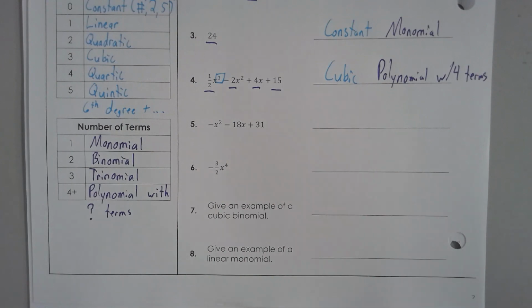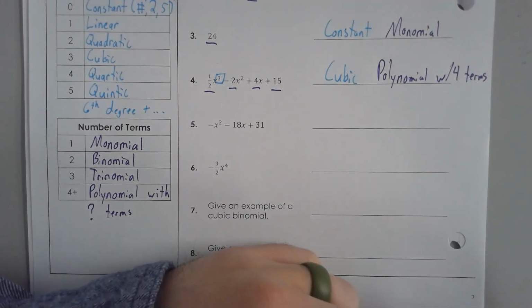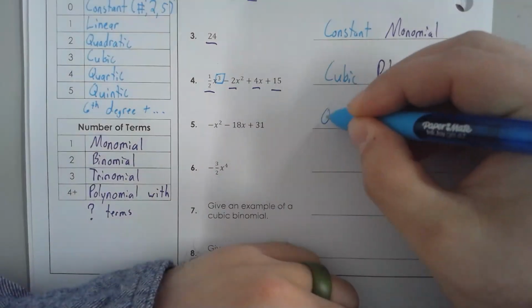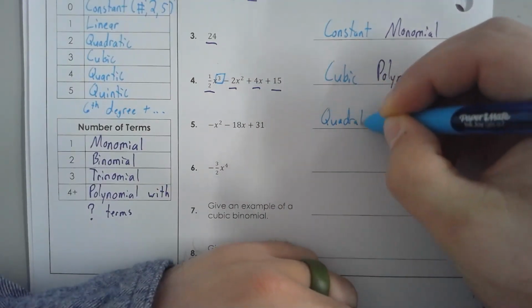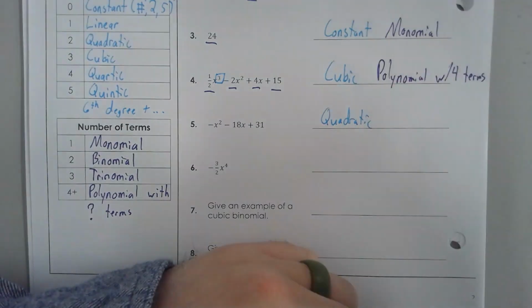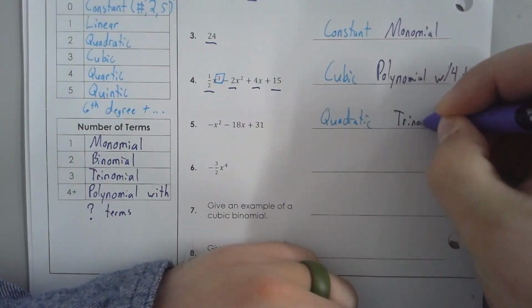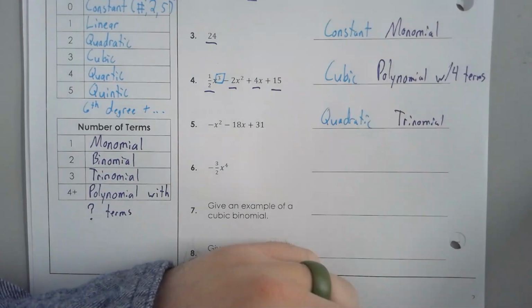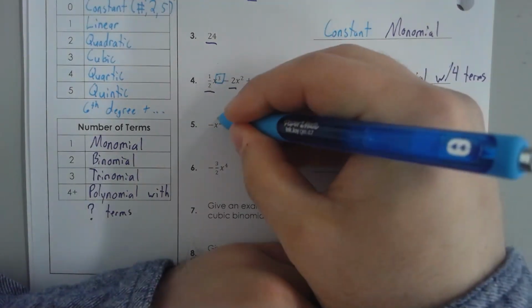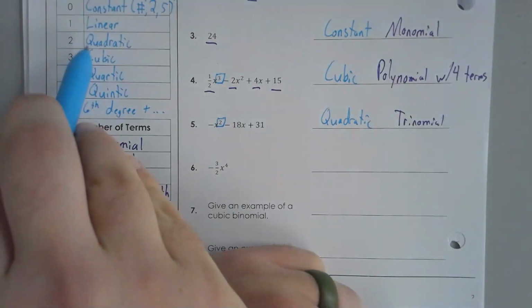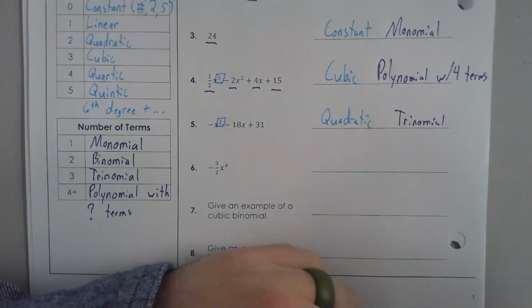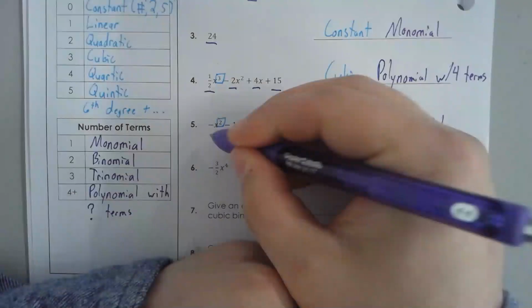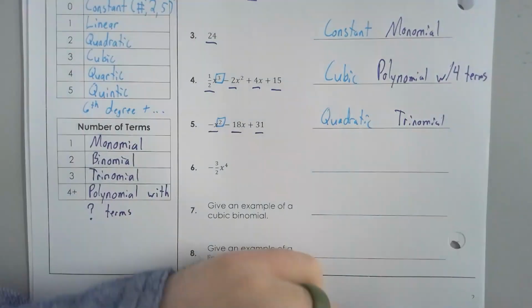Alright, Victoria, what did you get for number 5? I put quadratic trinomial. So your biggest exponent is a 2. So that's how we get quadratic. And then there's 1, 2, 3 terms. Good job.